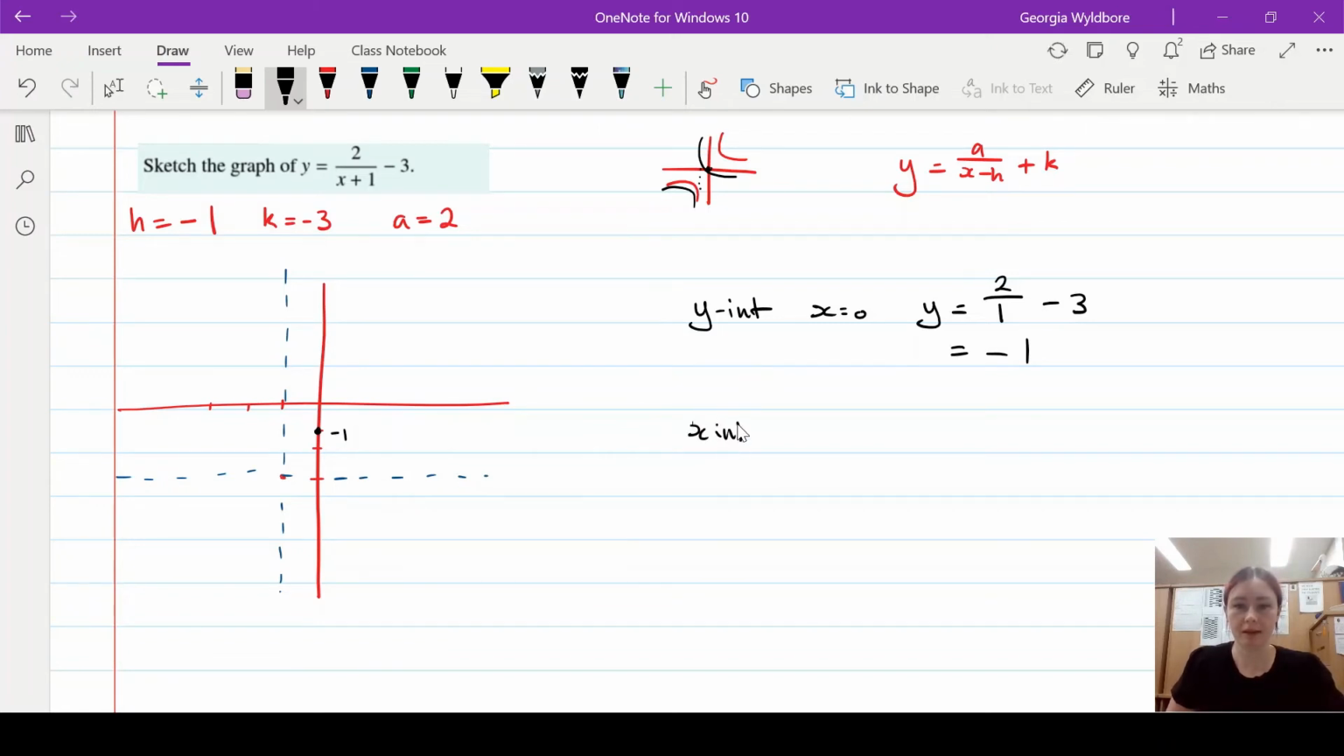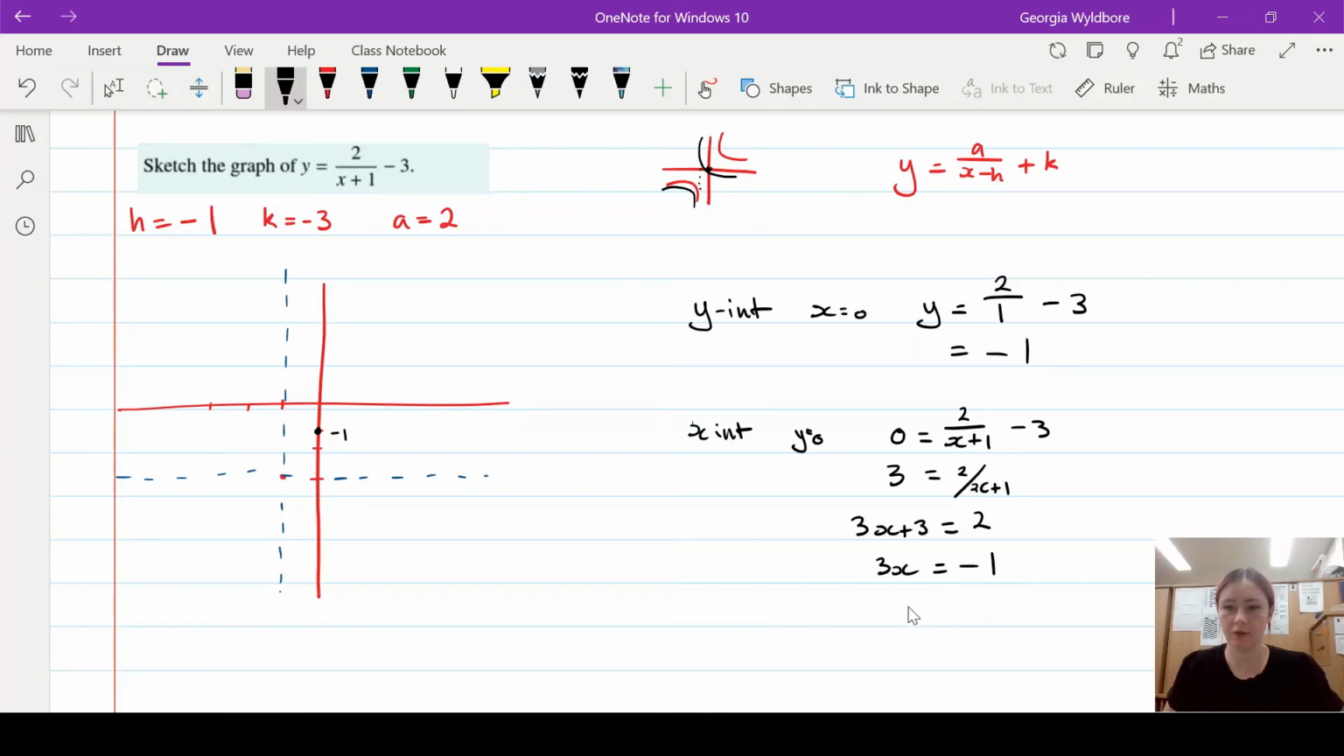And then our x-intercept, we make y equals 0. So we get 0 equals 2 over x plus 1, minus 3. So 3 is 2 over x plus 1. 3x plus 3 is going to give us 2. 3x equals -1. x equals -1 over 3. So that's going to be about there-ish, given that we've made this -1.